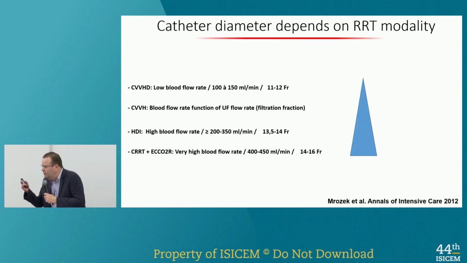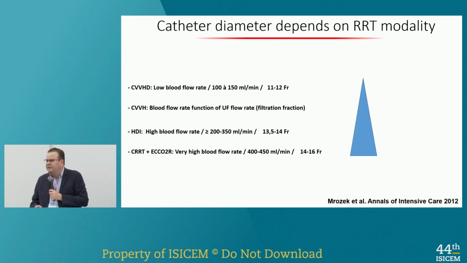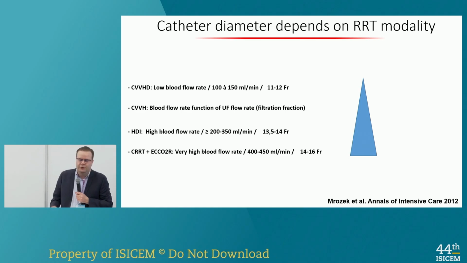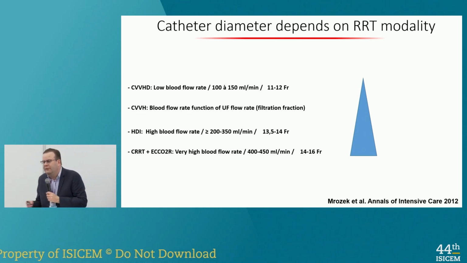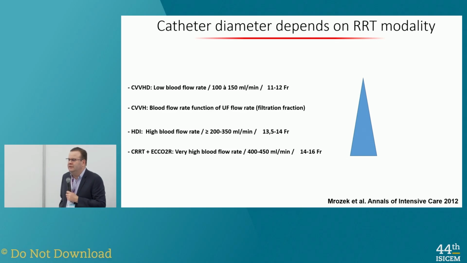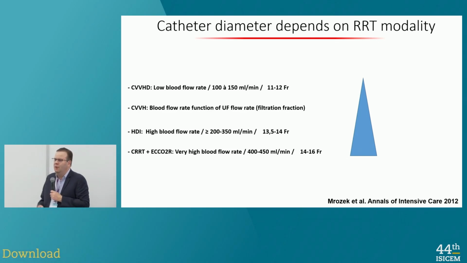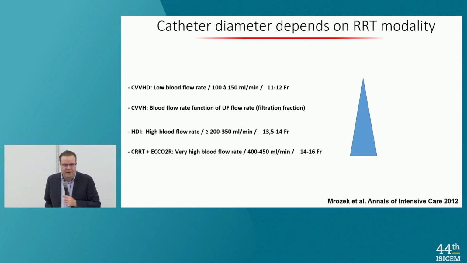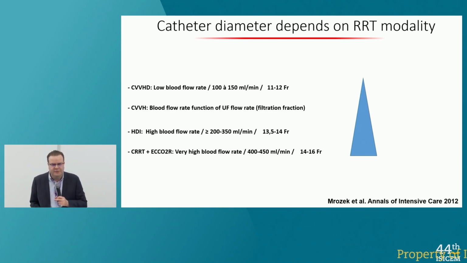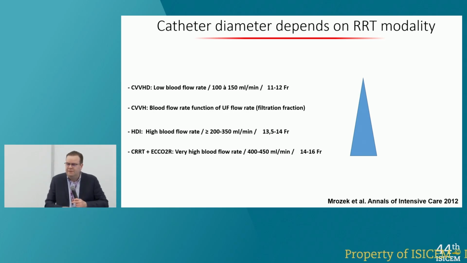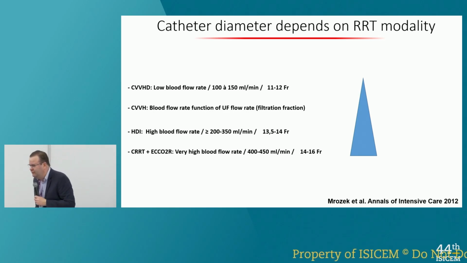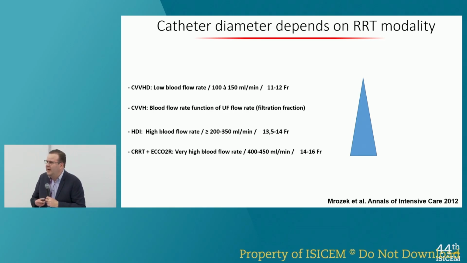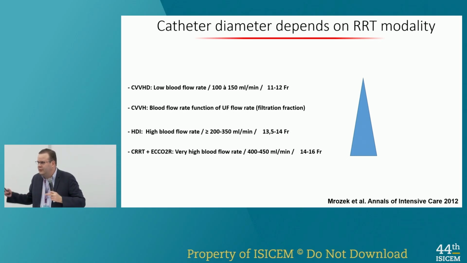So actually, it depends on your modality. If you use CVVHD in your unit, you can use a low blood flow rate because with CVVHD you don't necessarily need to go over 150 ml per minute, right? You can use a low blood flow rate, so you don't necessarily need a huge catheter in terms of diameter. But if you use CVVH, you have to pay attention to your filtration fraction. That means you need a higher blood flow rate, so a larger catheter.